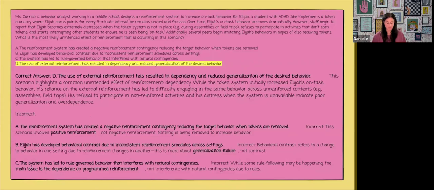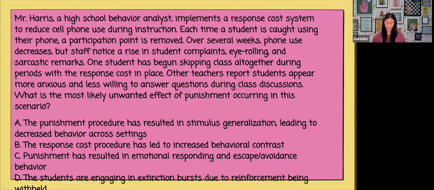And then C is incorrect. The system has led to rule-governed behavior that interferes with natural contingencies. This is incorrect because while some rule following may be happening, the main issue is the dependence on the programmed reinforcement, not interference with natural contingencies due to rules. So this is when you're relying on contrived reinforcers, right? We have this token system with contrived reinforcers, and we're constantly using it, and we're not working to get him to contact naturally occurring reinforcement. And so now he's like, well, I'm not going to do anything unless you give me a token. So, all right, here's your next one.